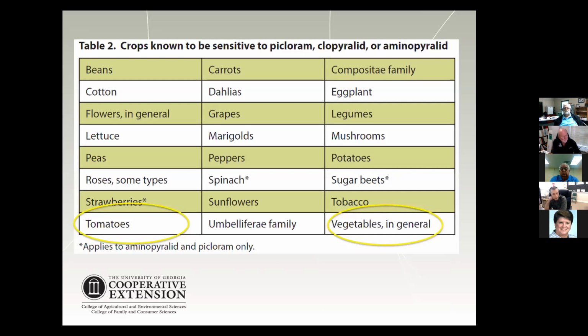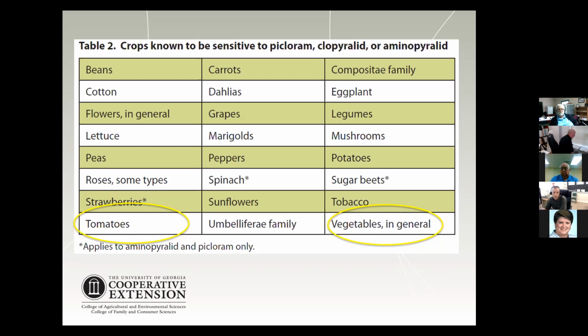As far as other crops that can be impacted, a lot of vegetable crops are highly sensitive to these herbicides. But just in general, any vegetables with the exception of corn, because corn is technically a grass, pretty much anything in a vegetable garden could be impacted by this, which underscores the reason why you don't want to put manure in your garden if it's been treated with these herbicides in a pasture or hayfield situation.